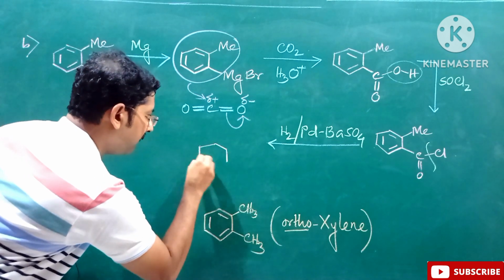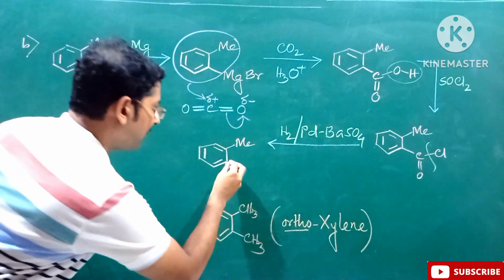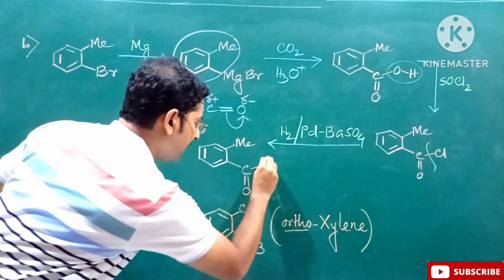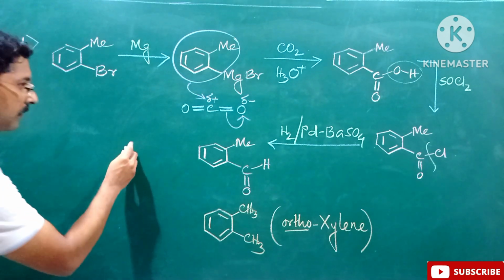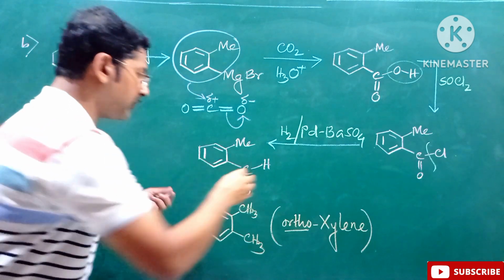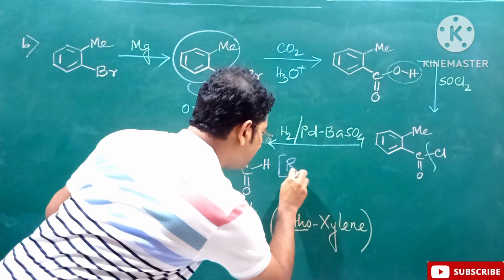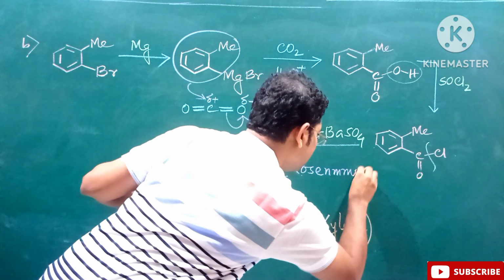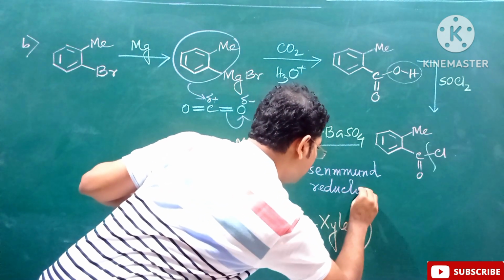So your product will be this one is methyl and this one will be CHO, right? And in the last step, the reagent... so this is actually Rosenmund reduction. You can write here, this is Rosenmund reduction.